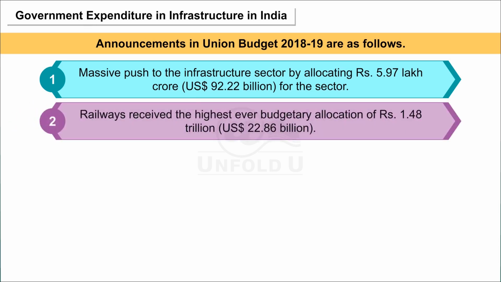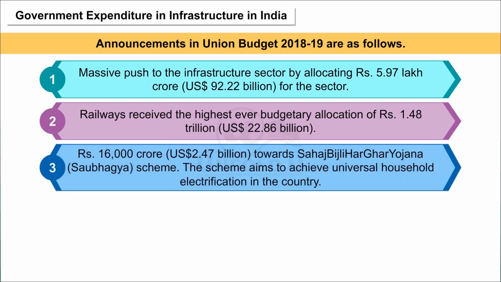Railways received the highest ever budgetary allocation of Rs 1.48 trillion, that is US dollars 22.86 billion. Rupees 16,000 crores, $2.47 billion towards the Sahaj Bijli Har Ghar Yojana Saubhagya scheme. The scheme aims to achieve universal household electrification in the country.